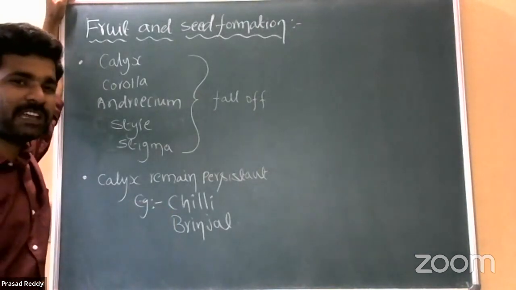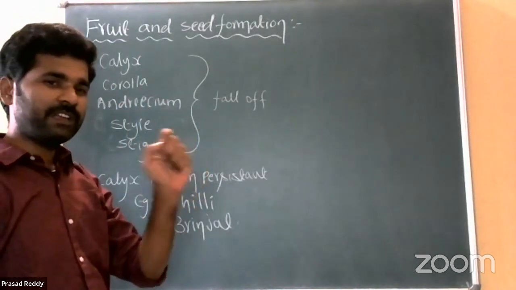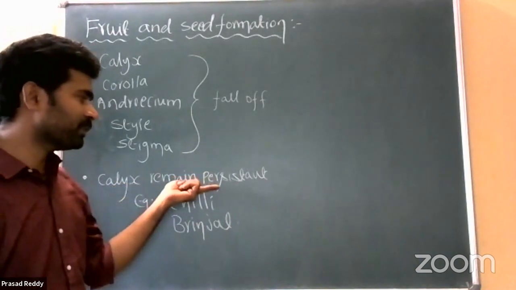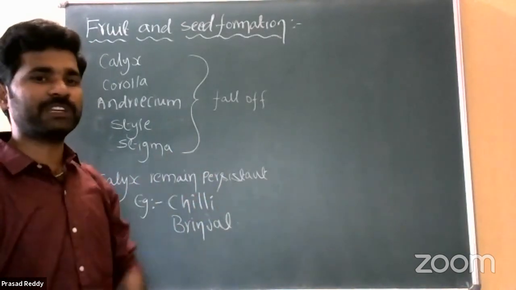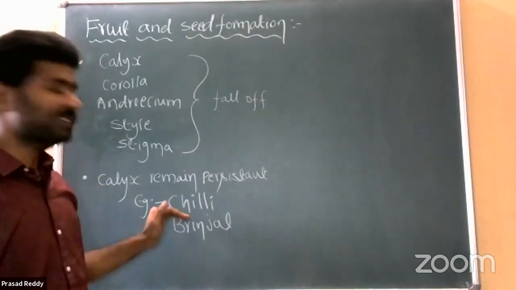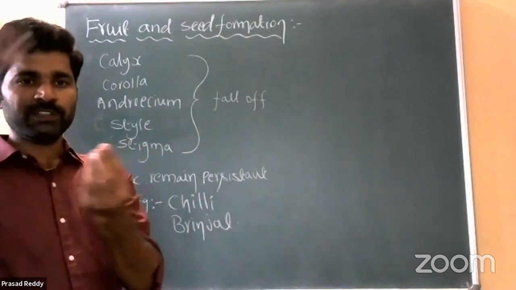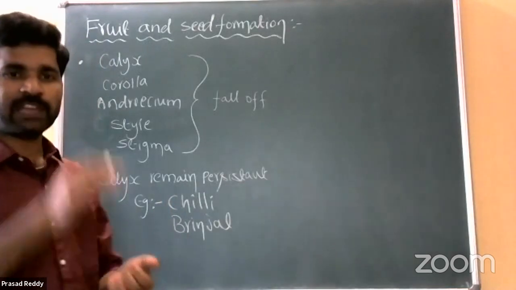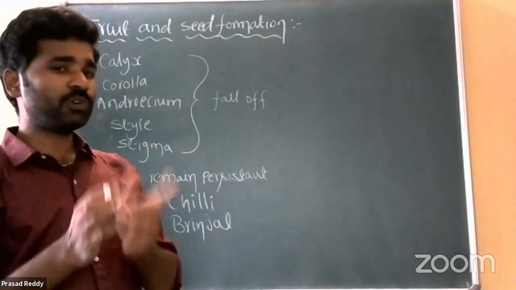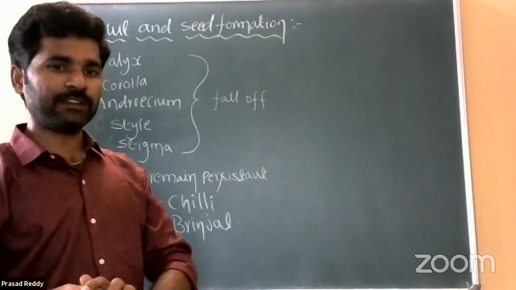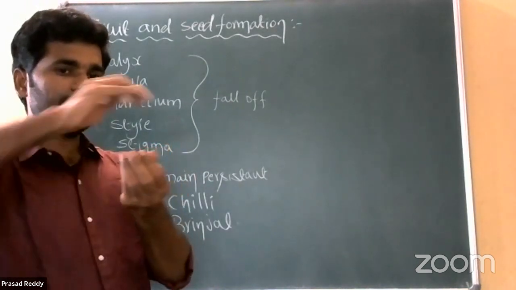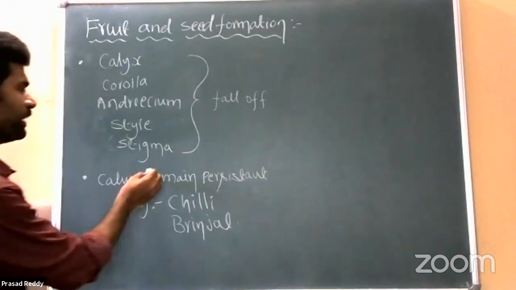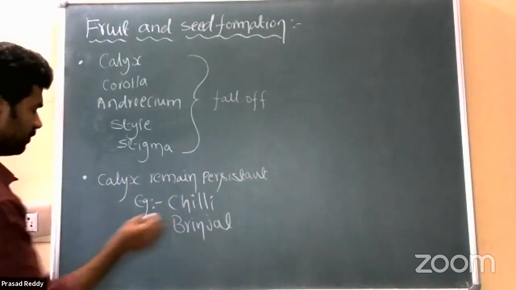What is persistent calyx? After fertilization, in general, calyx falls off. But here, the calyx remains present after fertilization also. Example, chili. In chili, the green colored structure over the chili is the calyx. In brinjal also, calyx remains persistent. Not only this, coconut, a monocot plant, Cocos nucifera, also has persistent calyx. So calyx remains persistent in chili and brinjal.